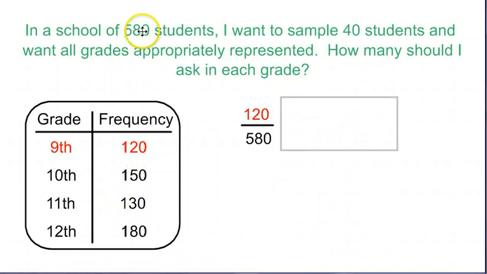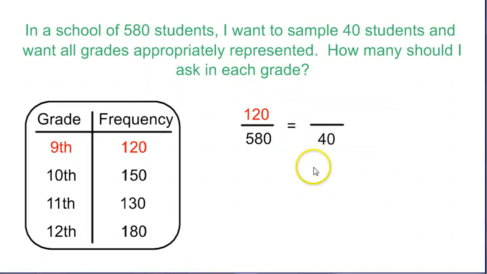120 over 580 is the fraction of the school that is 9th grade, 120 9th graders out of 580 total. And we're going to set that equal to some number of 9th graders in our sample out of 40 total students in our sample. So we have here the population, 120 9th graders in the population out of 580 in the population. And on the other side, how many 9th graders in our sample out of 40 students in our sample.